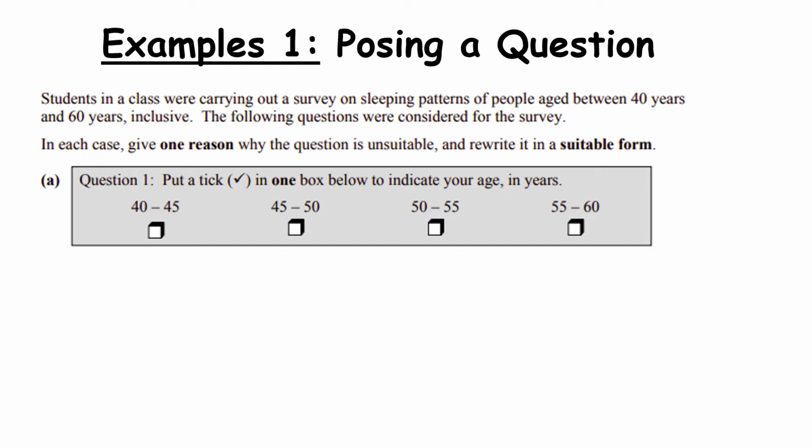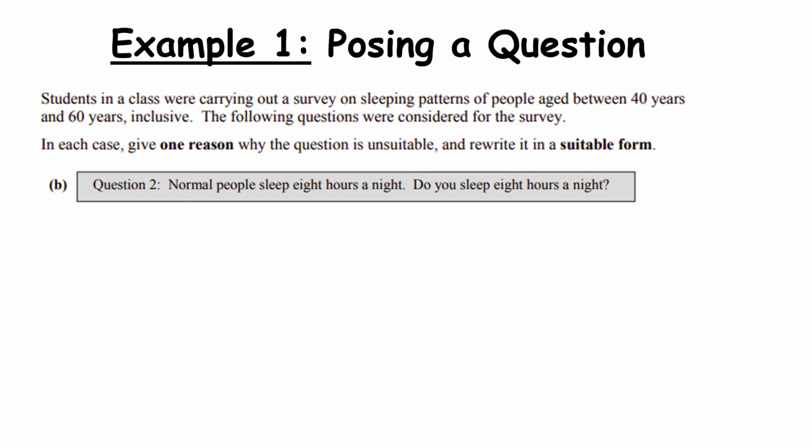So that is the reason why it's unsuitable, and to correct it, we could simply change this to being 44. We could change this to 49, we could change this to 54, and so on. You could change the starting age if you preferred. You could have left that. Either of those would fix the issue.